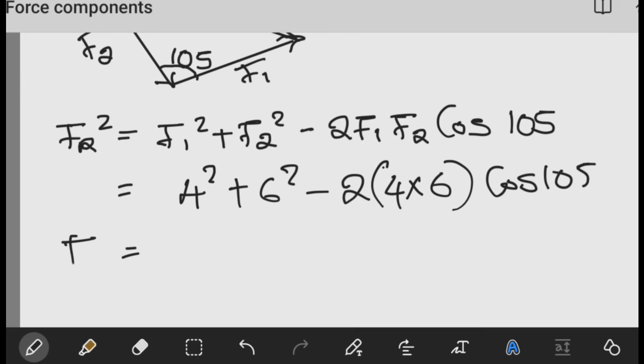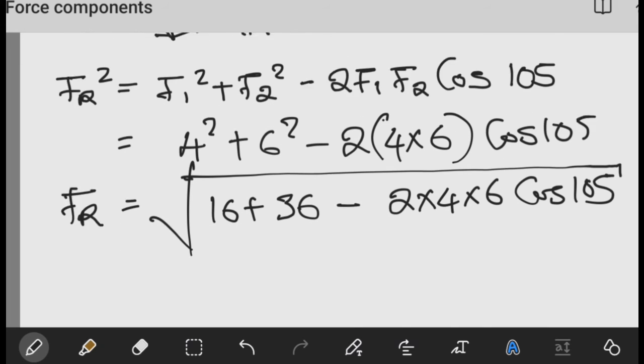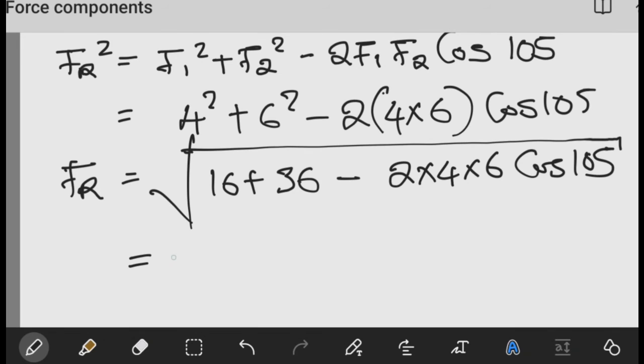From here, you should be able to determine FR as the square root of all this. I can simplify this. So this is 16 plus 36 minus, so this is going to be 2 by 4 by 6, then cos 105. So get the square root of all this.